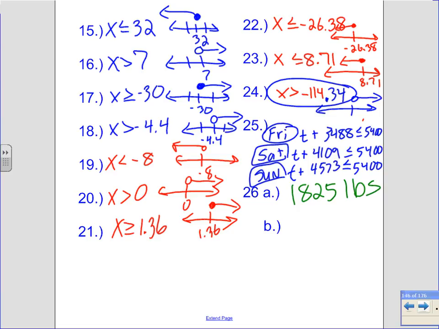Could you just not find it? Is that the problem? See if it's on the back of your paper. No?